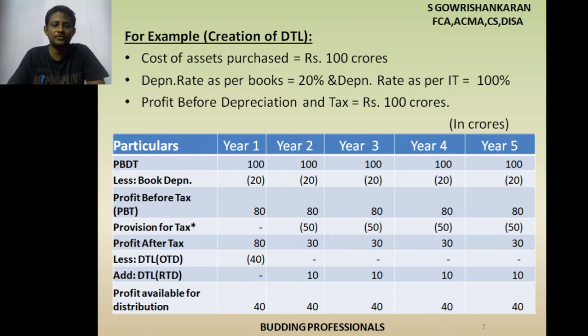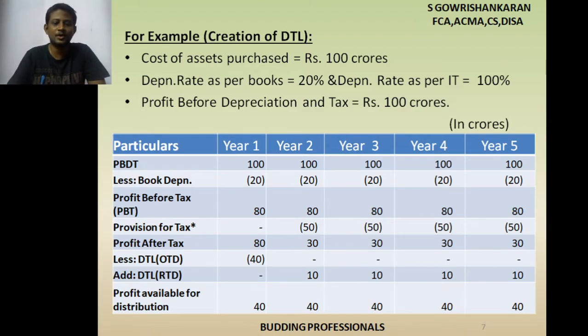We have to make provision for taxation. How to calculate provision for taxation? Is it tax on accounting income or tax on taxable income? It is arrived by tax on taxable income only, not tax on accounting income.